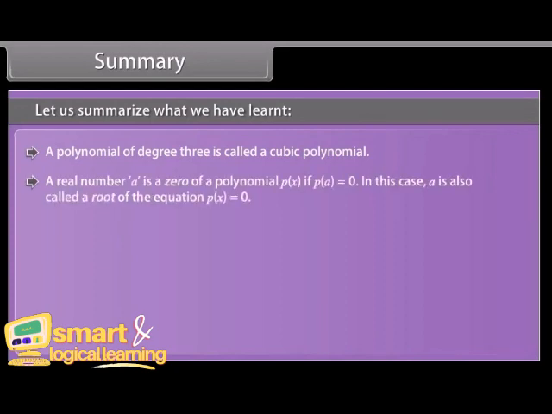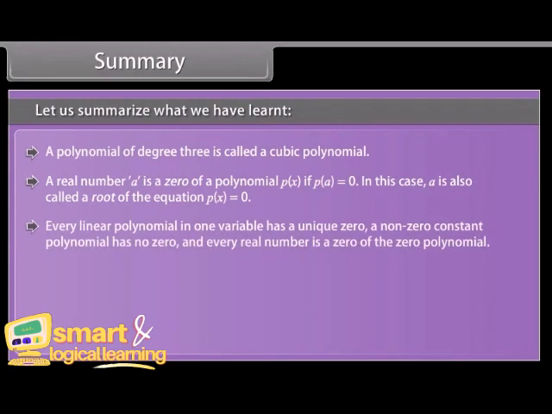A real number a is a zero of polynomial p(x) if p(a) = 0. In this case, a is also called a root of the equation p(x) = 0. Every linear polynomial in one variable has a unique zero, a non-zero constant polynomial has no zero, and every real number is a zero of the zero polynomial.